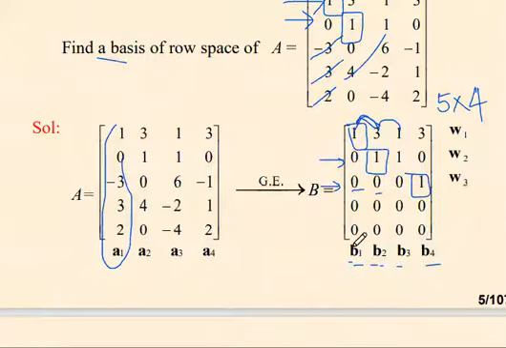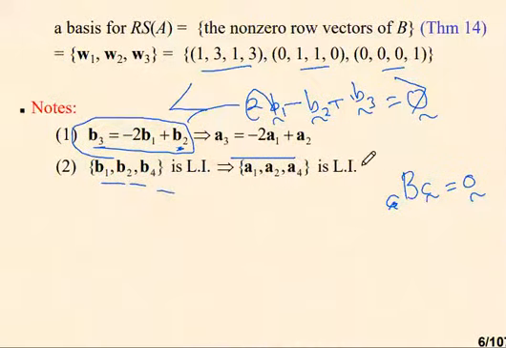Because of that, you can say the A1 column, A2 column, and A4 column are linearly independent. Check that one as well. That is true.